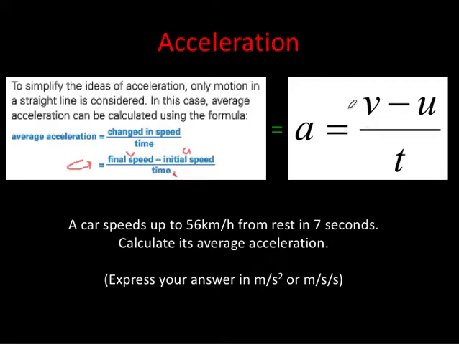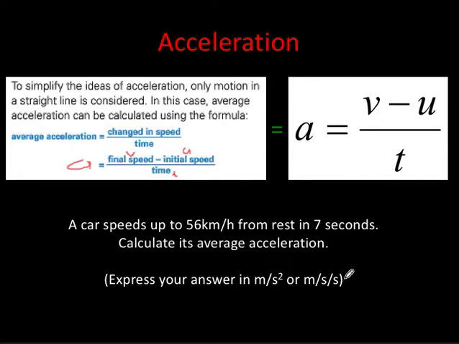Using this formula, pause the video and see if you can calculate the answer to this question. A car speeds up to 56 kilometers an hour from rest in 7 seconds. Calculate its average acceleration. Express your answer in meters per second squared or meters per second per second. Pause the video here and have a go.